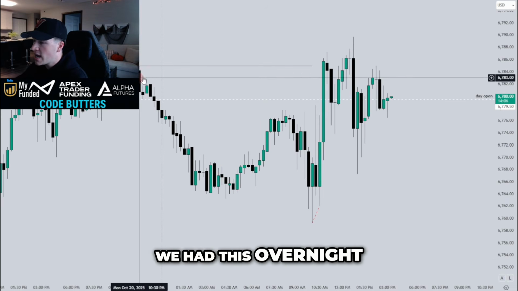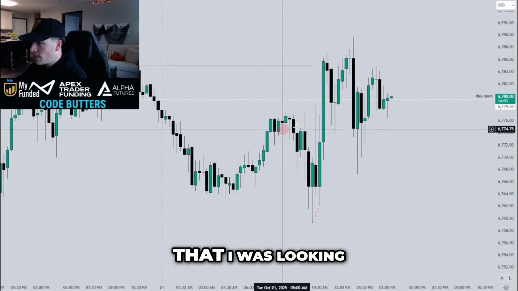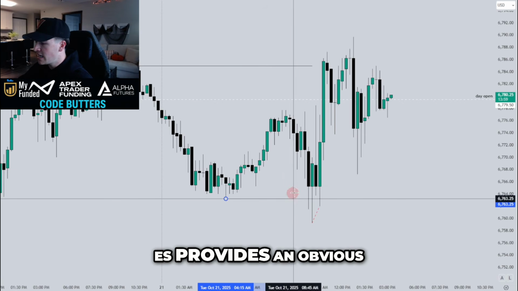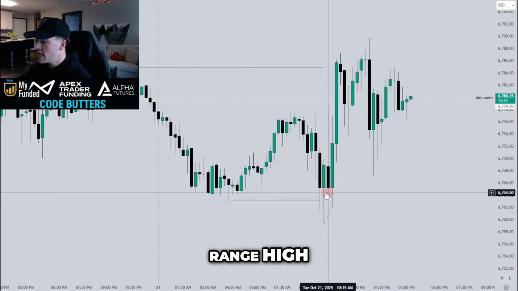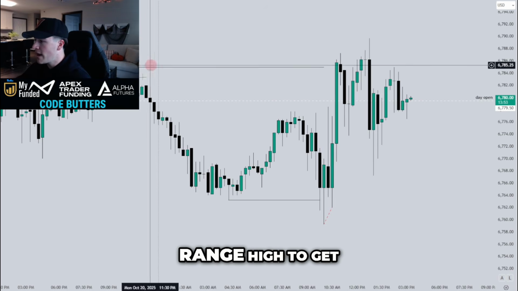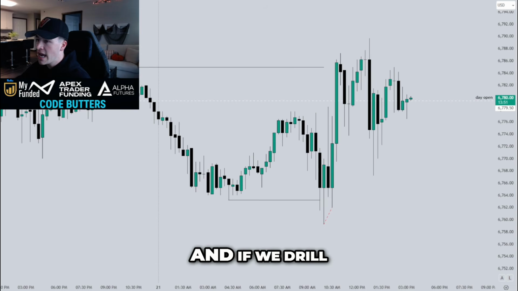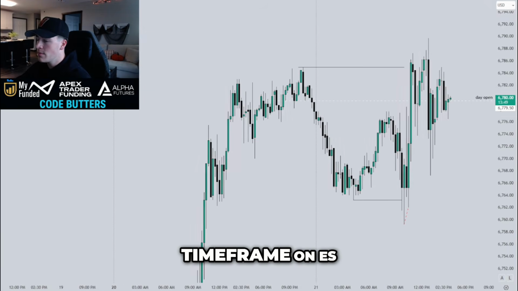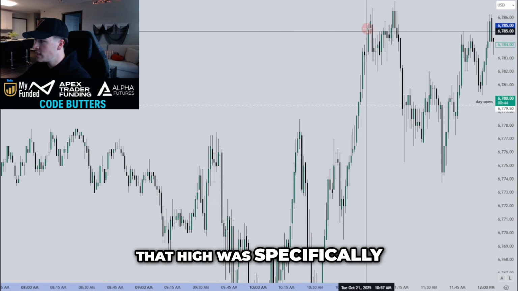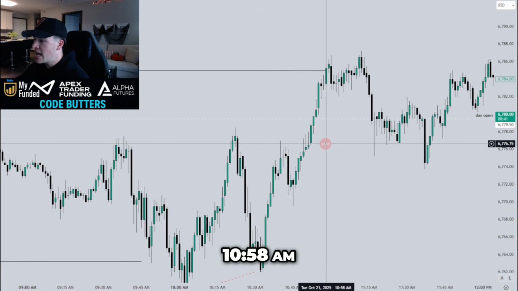We had this overnight high here that I was looking for as my draw on liquidity with ES, right? ES provides an obvious range low and a range high. If the range low is raided with SMT, I would anticipate the range high to get raided next. And if we drill down to a lower time frame on ES, you can see that that high was specifically traded to 10:58 a.m.